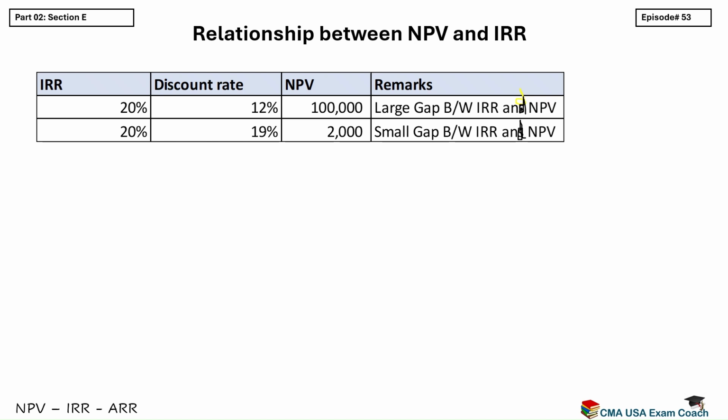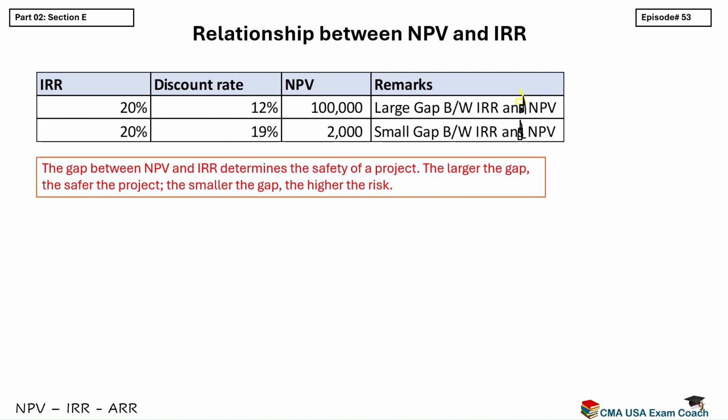Even a tiny drop in cash inflows or an increase in costs can turn the project's NPV negative, making it start losing money. So, the key point is that the gap between NPV and IRR determines the safety of a project. The larger the gap, the safer the project. The smaller the gap, the higher the risk. This is an important concept to remember when evaluating investment decisions.